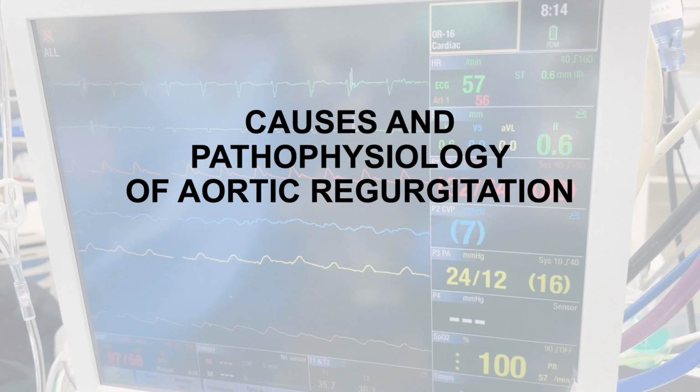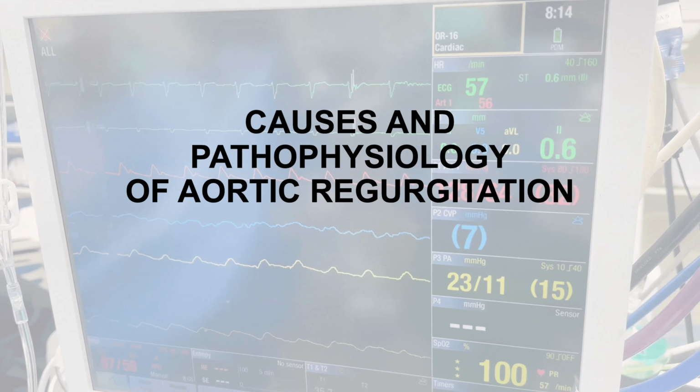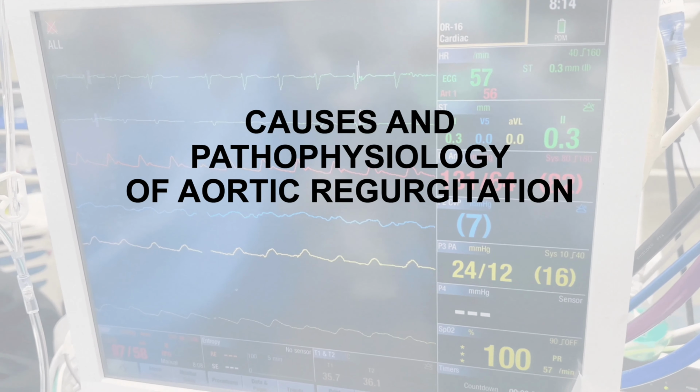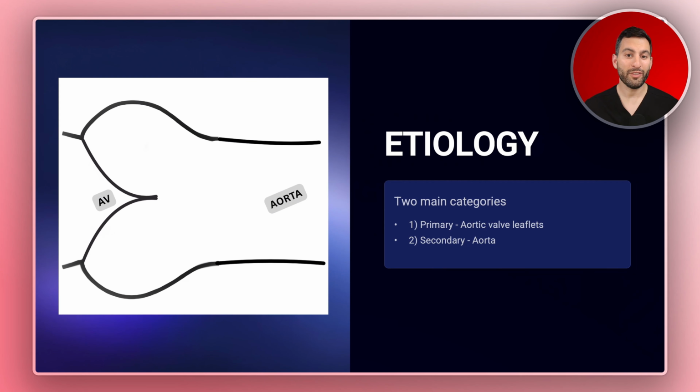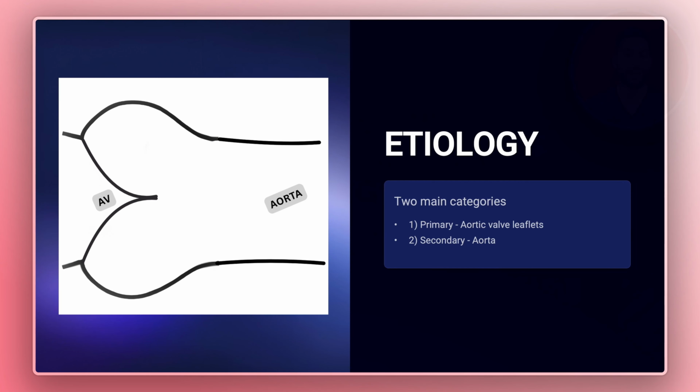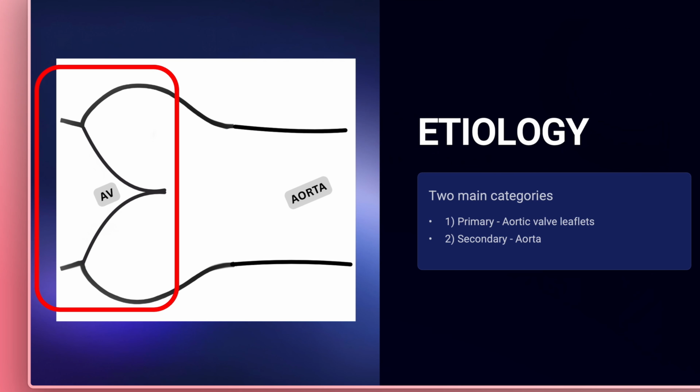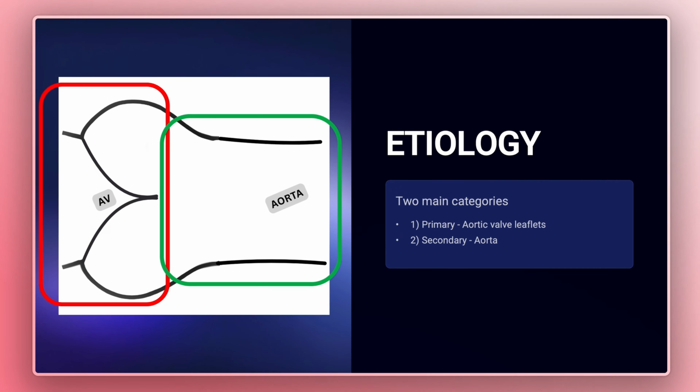Let's review some of the causes and pathophysiology of aortic regurgitation that you need to know before you start your exam. When thinking of the main causes of aortic insufficiency, it can be broken into 2 main categories. The first of which is primary AR, which is a problem with the aortic valve leaflets or cusps themselves. The second is a secondary problem with the aorta that leads to problems with coaptation of the aortic valve.